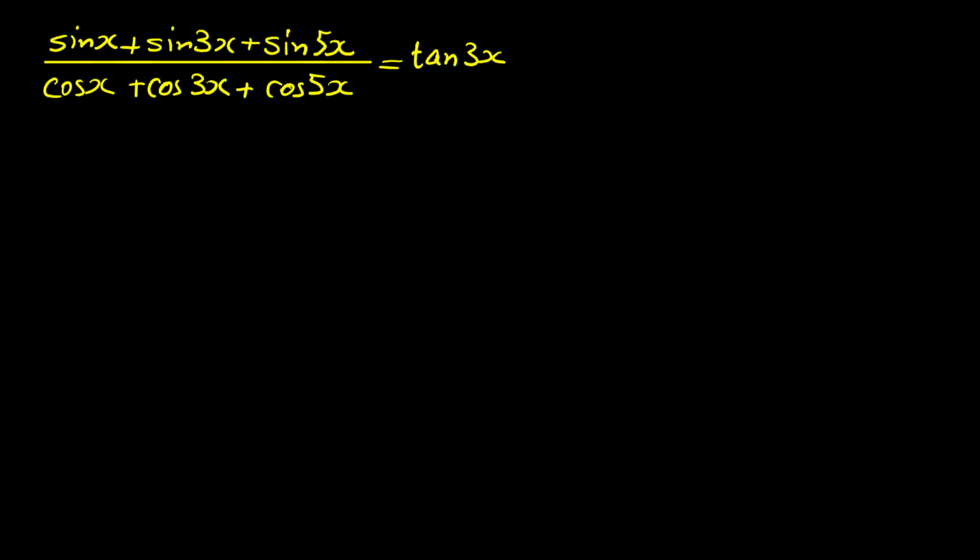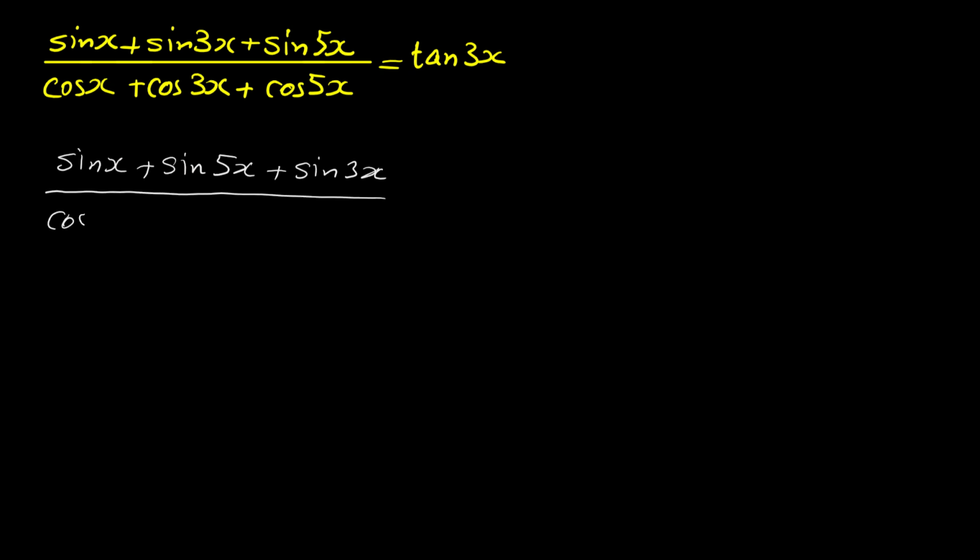first we rewrite this in the form of sine of x plus sine of 5x, and we write sine of 3x as the last term, over cosine of x plus cosine of 5x plus cosine of 3x first. Now we use the sum to product formula for sine of x plus sine of 5x.